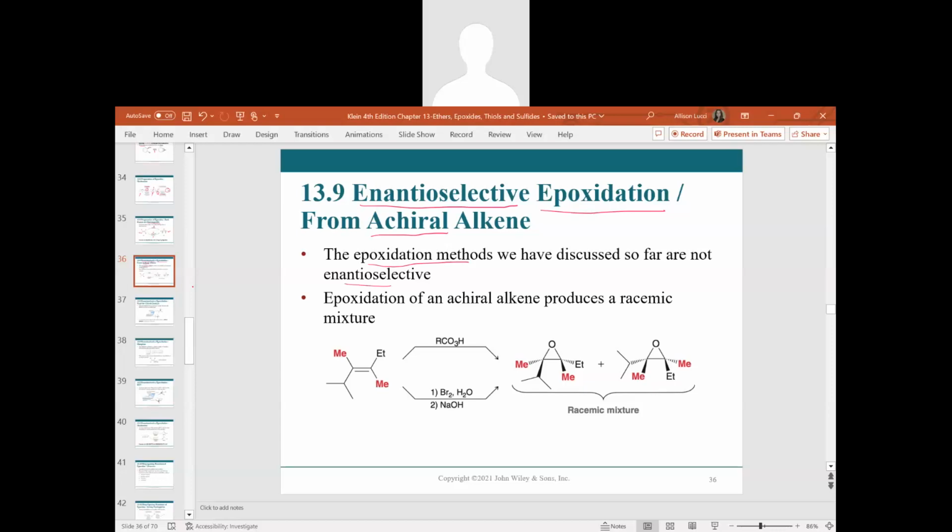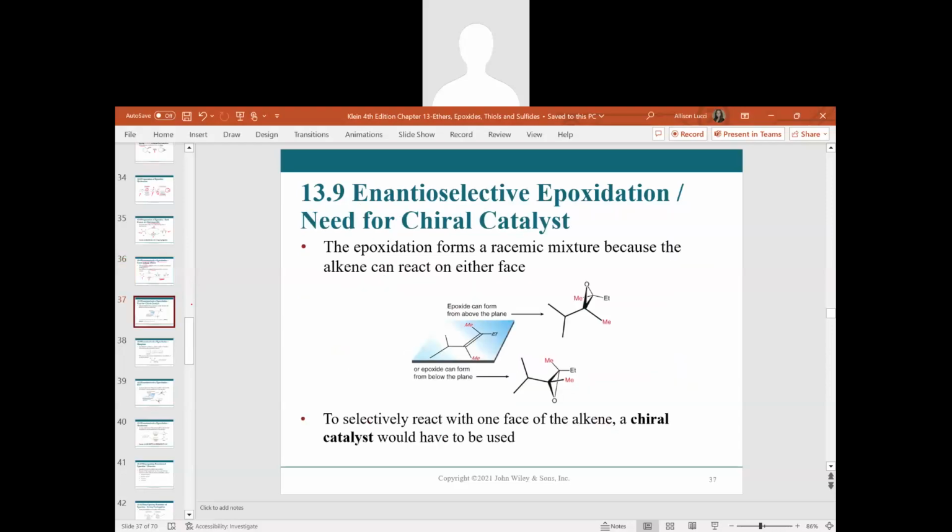So in general, if we have an achiral alkene, so these sites here are not chiral centers, we could use either method. We could form a halohydrin and then use base, or we could use a peroxy acid and we would generate this racemic mixture. This happens because either plane, above or below, rather, either face of our alkene can have epoxidation occur.